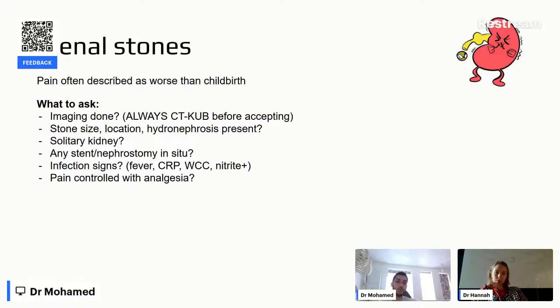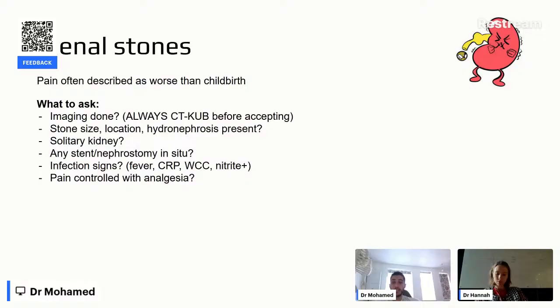So what do you want to ask? Number one, has there been imaging done? Is there a confirmed stone? You should not be accepting patients under urology with stones unless the imaging has confirmed the presence of stones, so ideally a CTKUB. You want to know where the stone is, how big it is, and if there is any hydronephrosis present, of course. If there's a stone present in the ureter of a solitary kidney, obviously that makes things a lot more important or concerning because you only have one kidney to play around with.